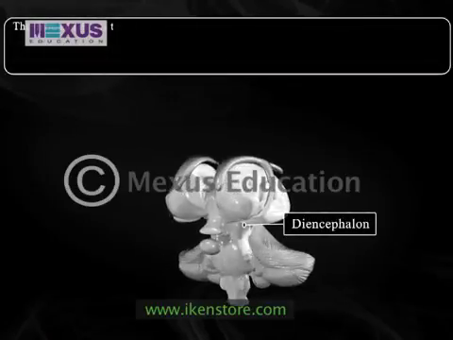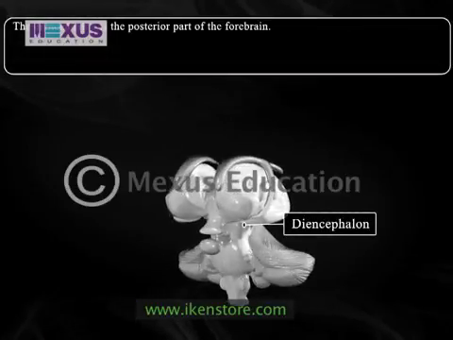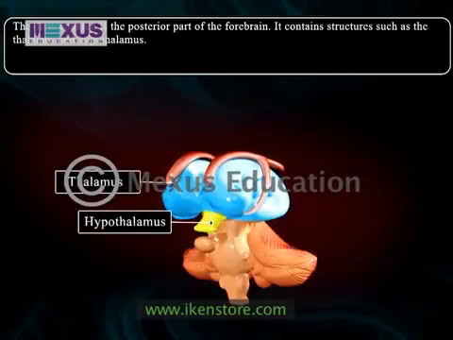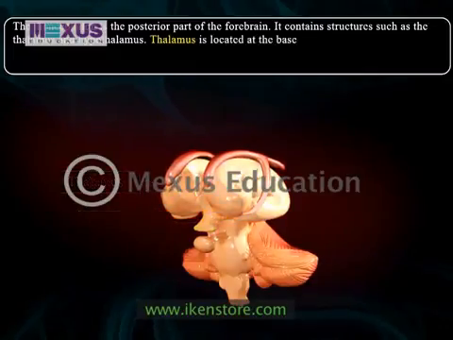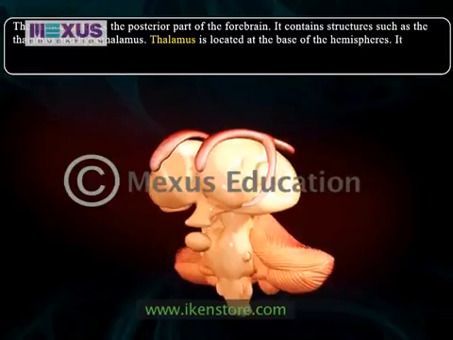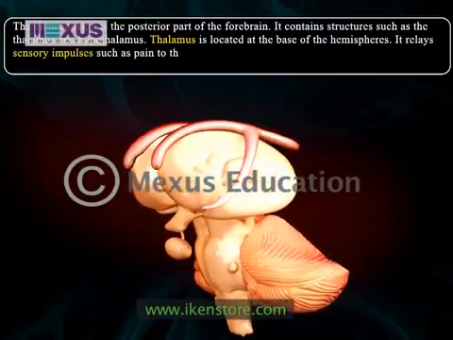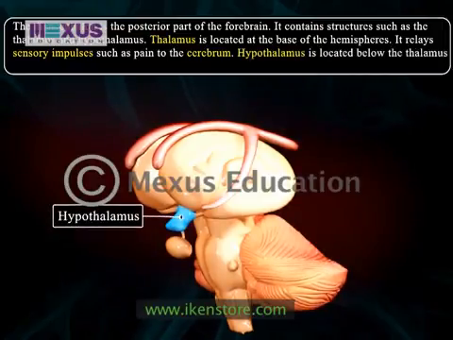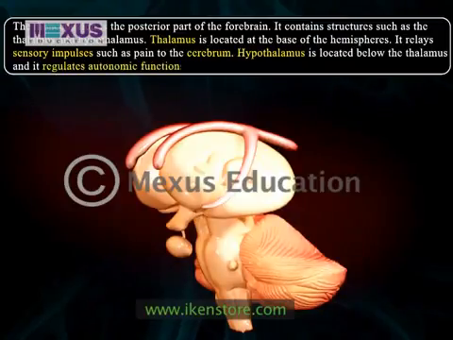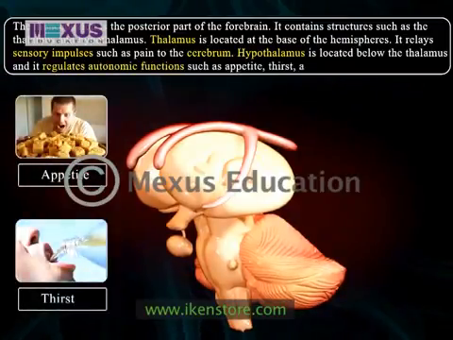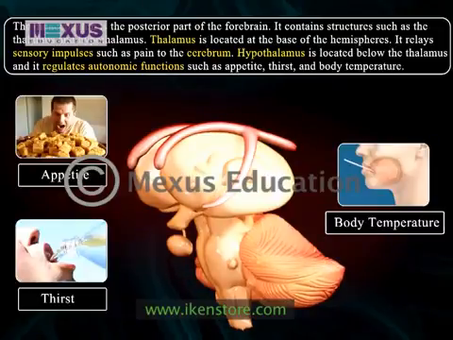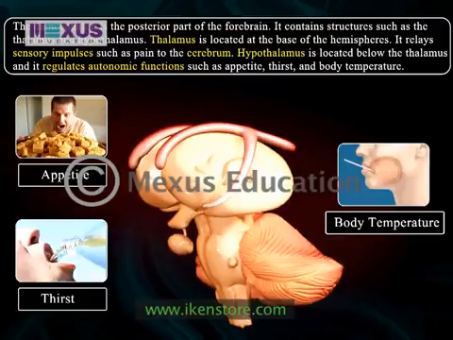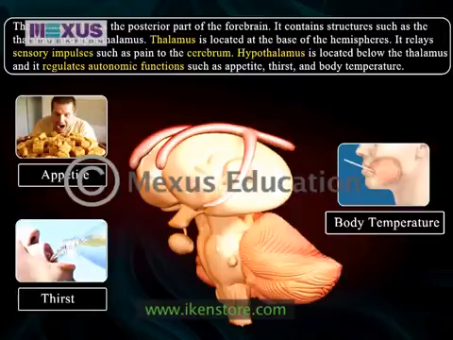The diencephalon is the posterior part of the forebrain. It contains structures such as the thalamus and hypothalamus. Thalamus is located at the base of the hemispheres. It relays sensory impulses such as pain to the cerebrum. Hypothalamus is located below the thalamus, and it regulates autonomic functions such as appetite, thirst, and body temperature. It also secretes hormones that stimulate or suppress the release of hormones, for example, growth hormone in the pituitary gland.